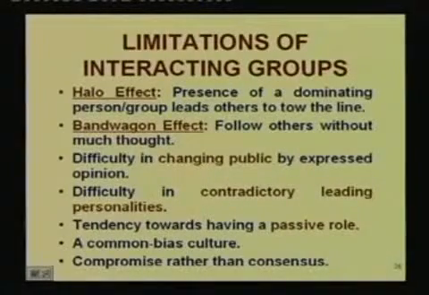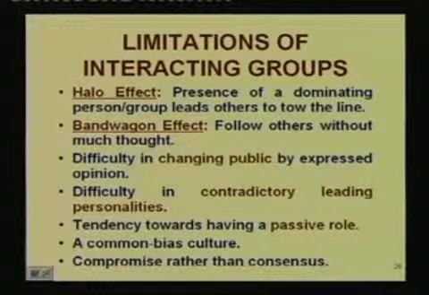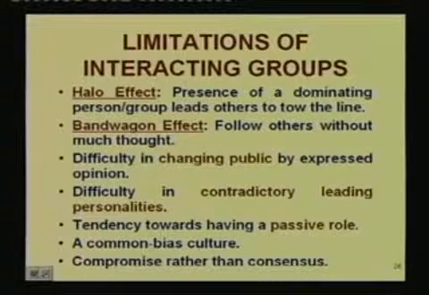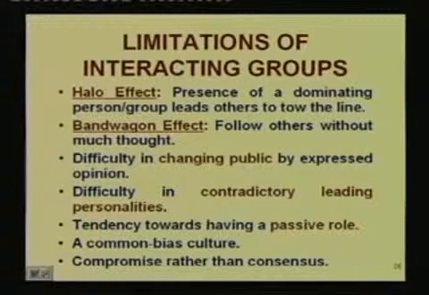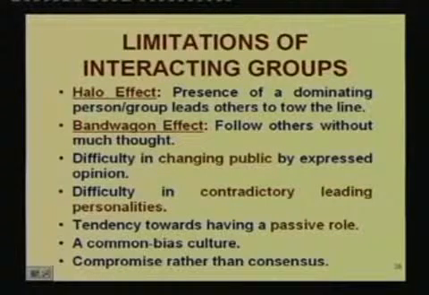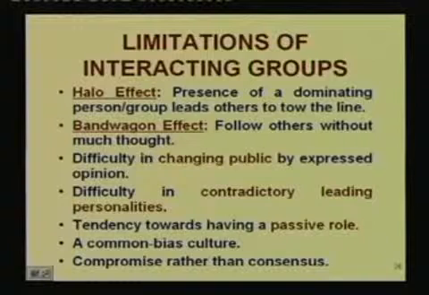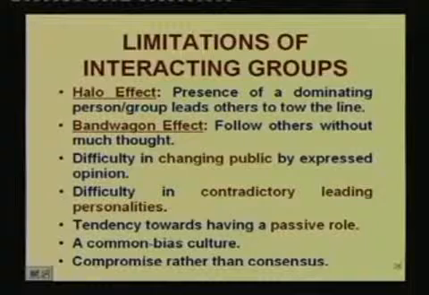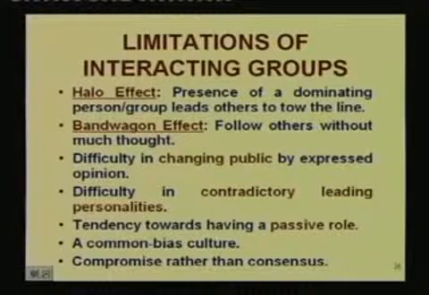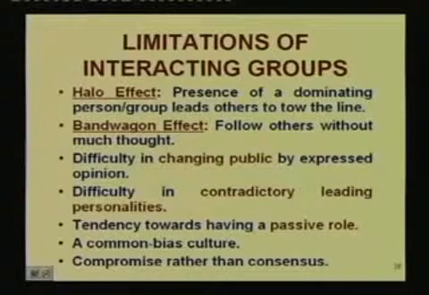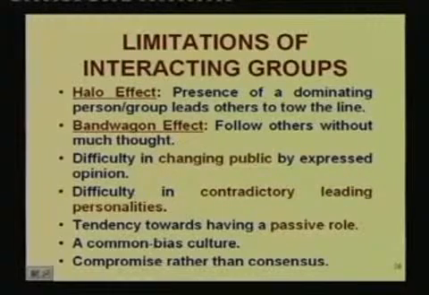First, let us see what are the usual problems or limitations of an interacting group. The first one is called the halo effect. The presence of a dominating person or a group leads others to toe the line. So what happens in a halo effect is that if the interacting group has a person who is very dominating, he may have a halo about him, and all the others will simply agree. They do not really contribute, and the group does not succeed in bringing out consensus.